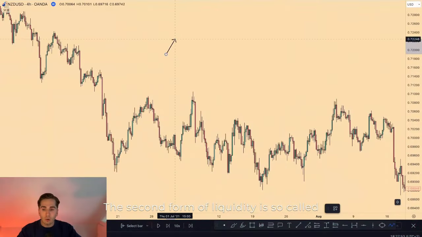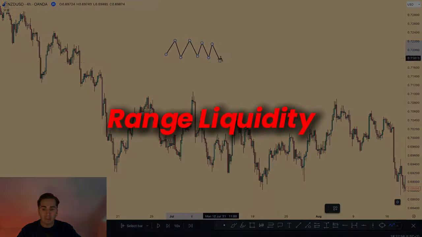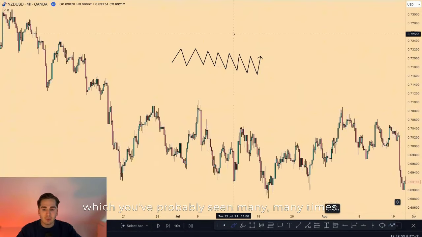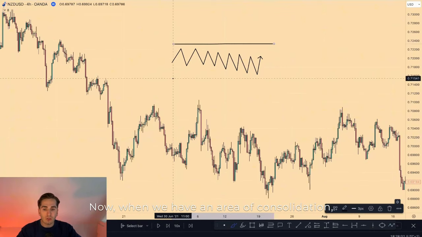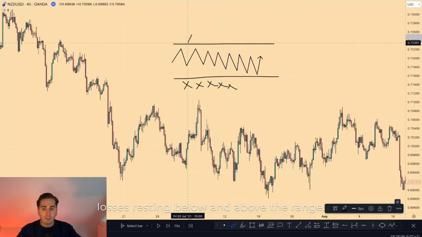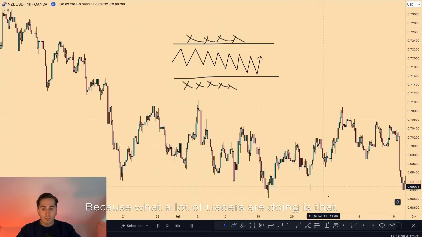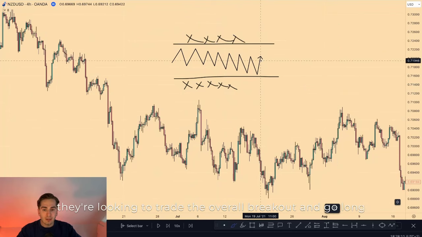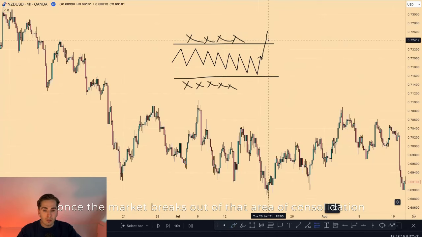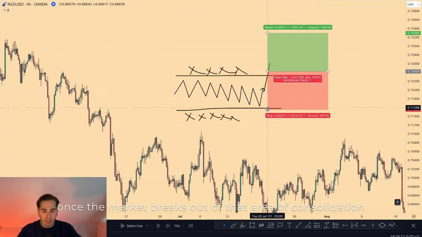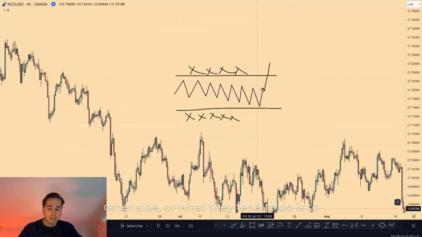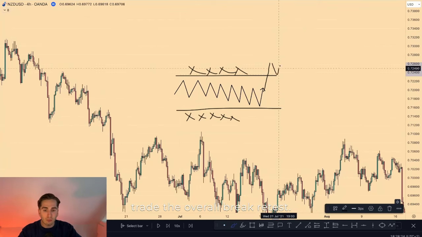The second form of liquidity is so-called range liquidity, and this is a pretty easy one which you've probably seen many times. Now, when we have an area of consolidation, there is an assumption that there are again stop losses resting below and above the range. Because what a lot of traders are doing is looking to trade the overall breakout and go long once the market breaks out of that area of consolidation with their stop loss below the overall range on the other side, or what they tend to do is to trade the overall break retest.